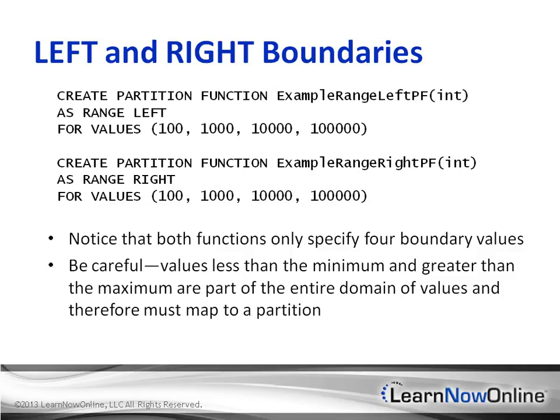But you need to be aware and be careful here. Values less than the minimum and greater than the maximum, they're part of the entire domain of values, right? We do have numbers that exist that are less than 100 and greater than 100,000, and we have to account for those. They must map to a partition.